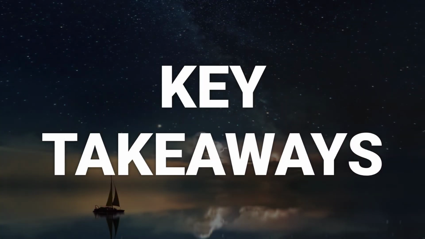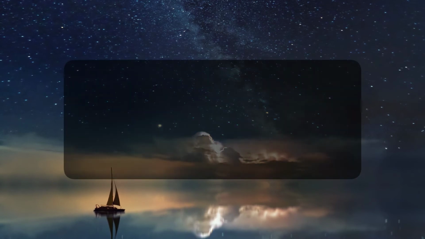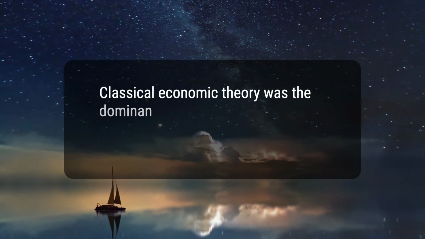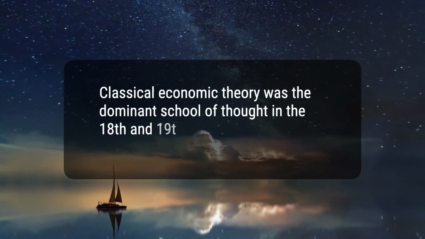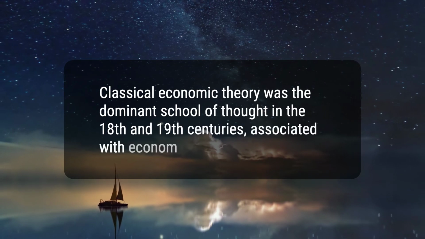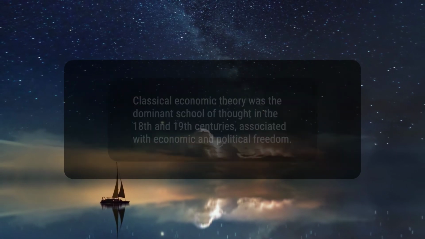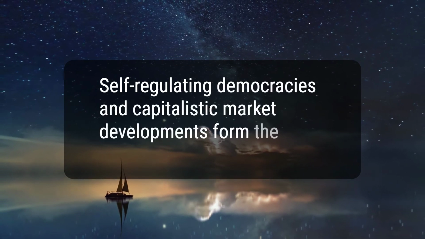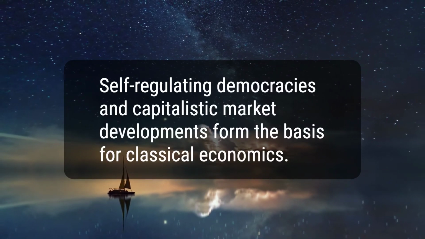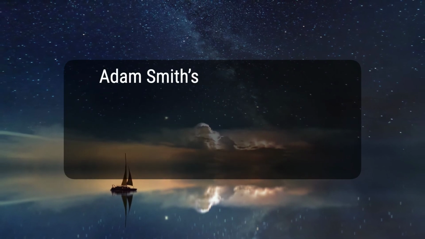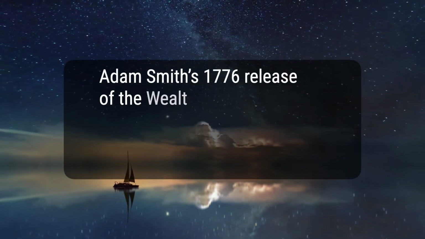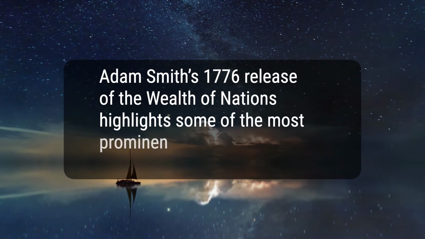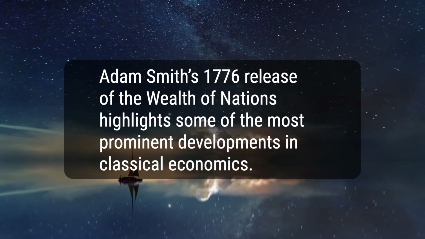Here are 5 key takeaways. 1. Classical economic theory was the dominant school of thought in the 18th and 19th centuries, associated with economic and political freedom. 2. Self-regulating democracies and capitalistic market developments form the basis for classical economics. 3. Adam Smith's 1776 release of The Wealth of Nations highlights some of the most prominent developments in classical economics.